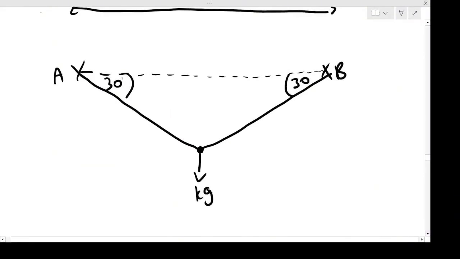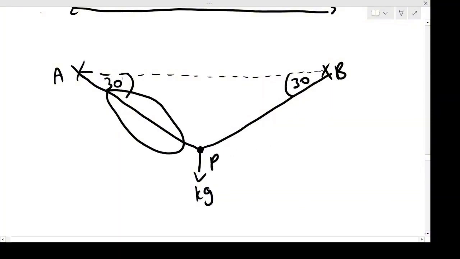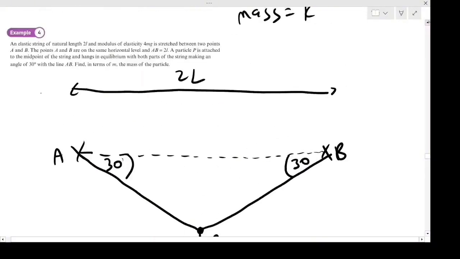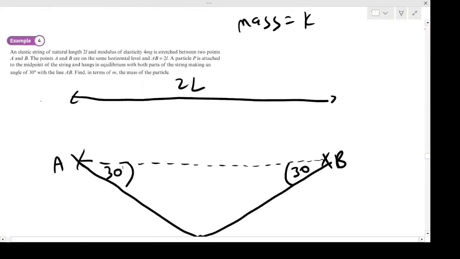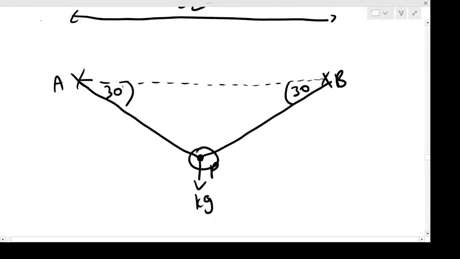Okay. Then in terms of tensions, again, the same sort of scenario. The string is split into these two sides here. We've got the string AP and the string PB again, right? But what's special about this one is they're actually kind of equal, because the particle is in the midpoint.